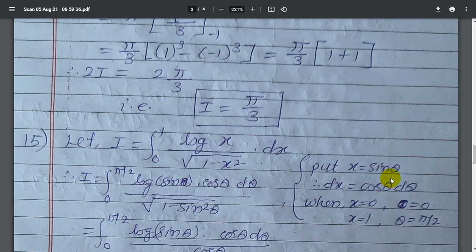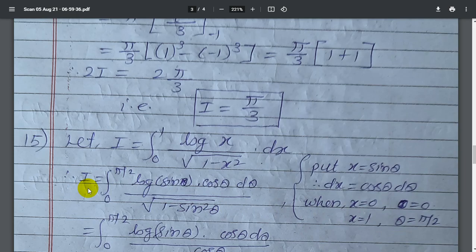Here first we put x equal to sine theta. Differentiating with respect to theta on both sides, we get dx equal to cos theta d theta. And change the limit also. When x equals 0, sin theta is sin 0, therefore theta equals 0. When x equals 1, sin theta equals sin pi by 2, therefore theta equals pi by 2. So the new limit becomes 0 to pi by 2.